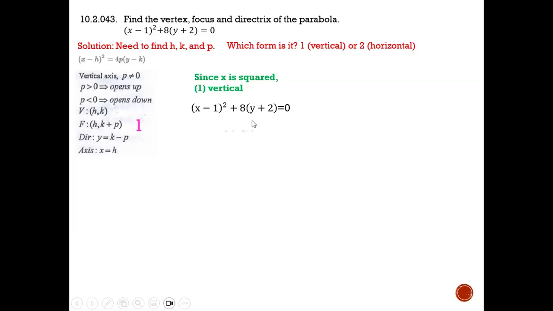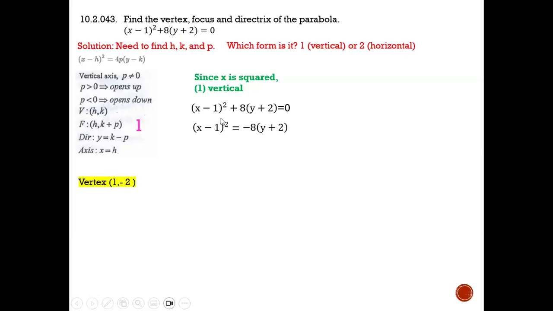Here's my equation given. I'm going to rewrite it. Standard form has just the squared part on one side of the equation, and it equals the rest on the other side. So I'm just going to take this term and move it over. So minus 8 on the other side.